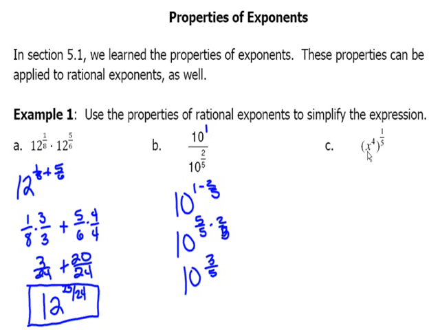In example C over here, when I am raising a power to a power, I multiply. So 4 times 1/5. This is really like 4 over 1, which means that I get 4 over 5, right? Multiply across the top, multiply across the bottom. So I get x to the 4/5 power. And that's my answer. Not so bad.